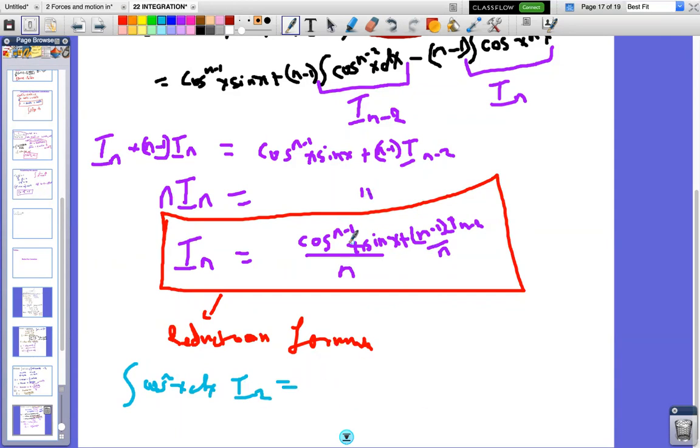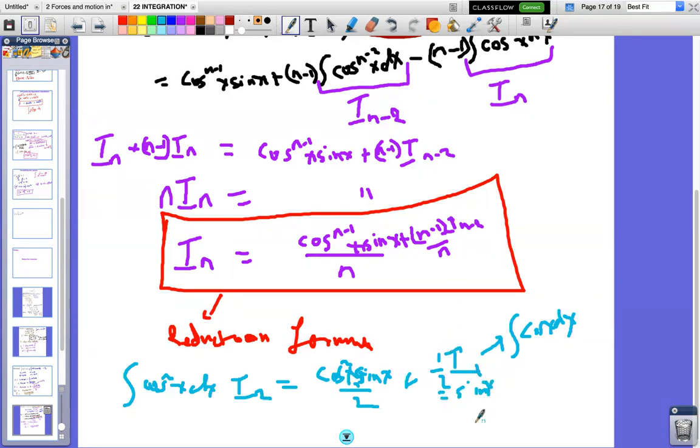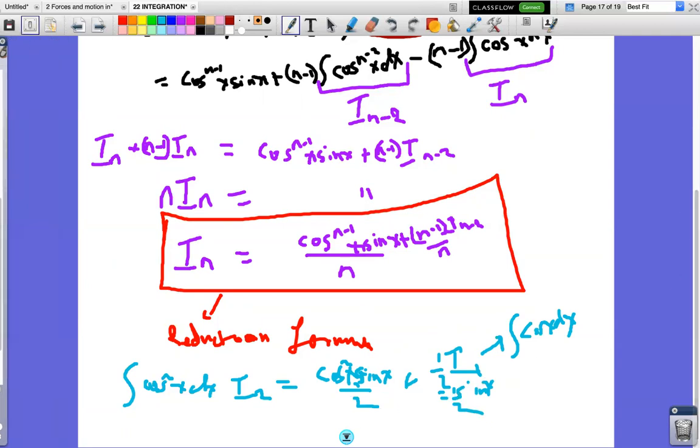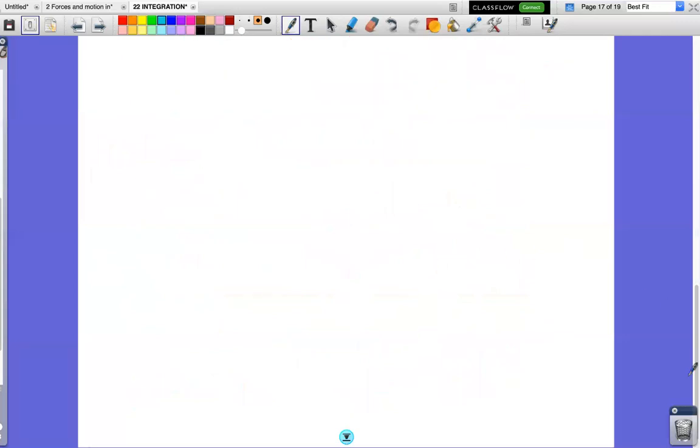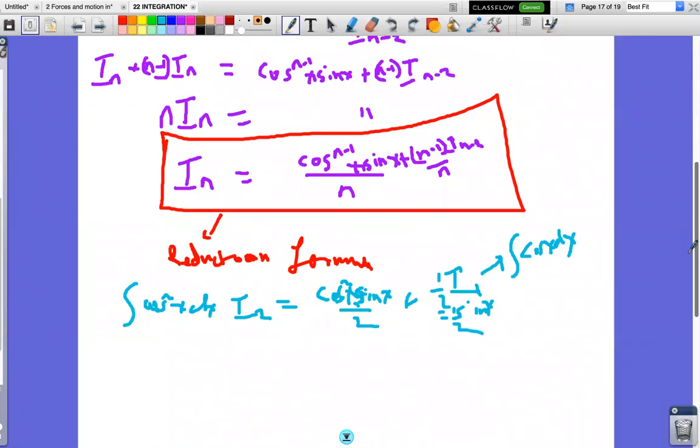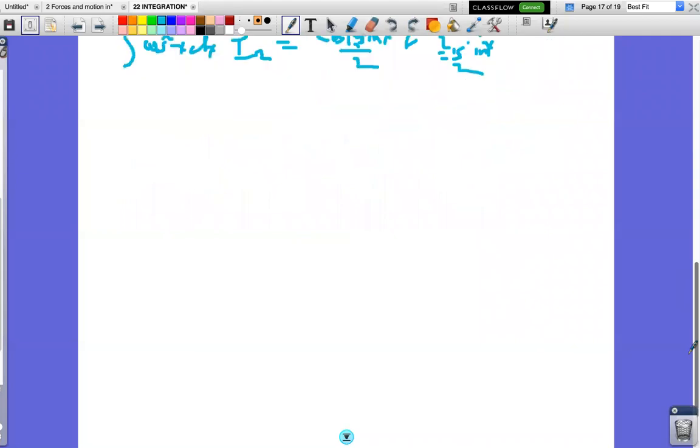I2 will be cos x sine x over 2 plus 1 over 2 I1. And I1 is integral of cos x dx, which is sine x. So this will be half sine x. And now what we will have here is, hope I didn't make a mistake somewhere.